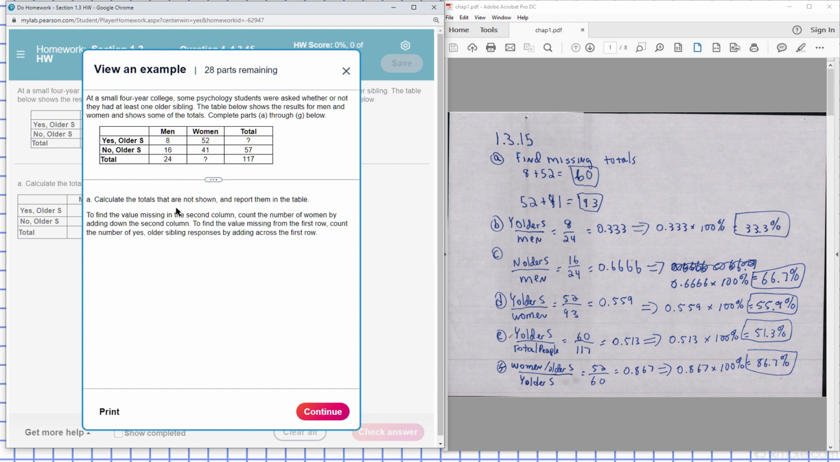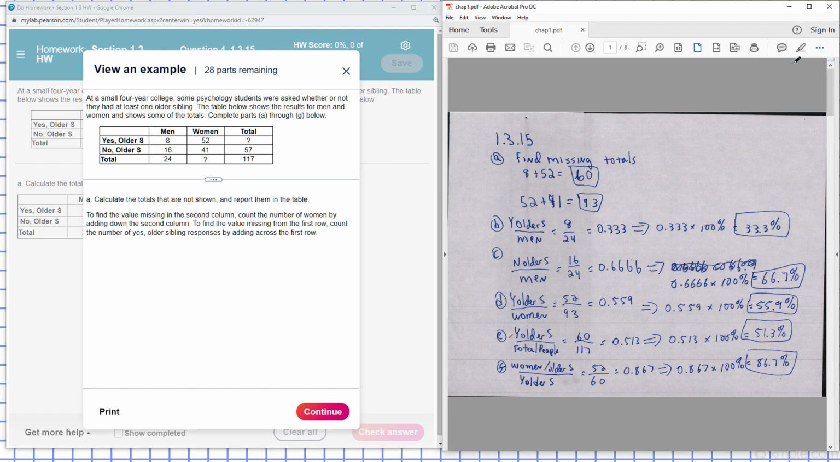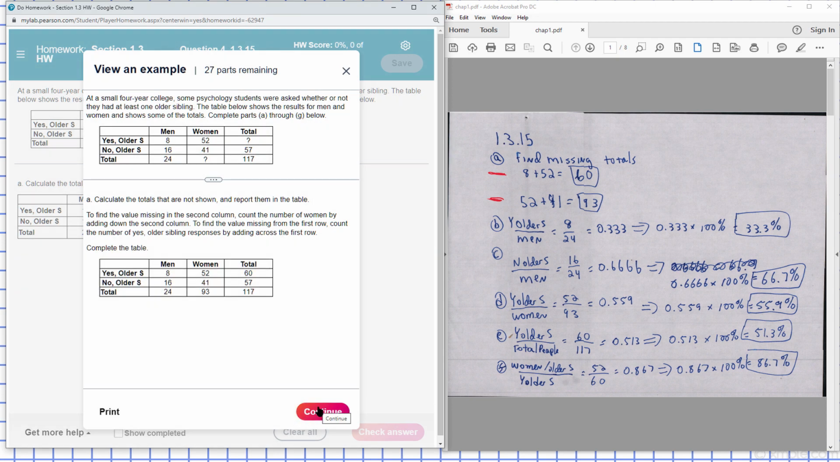So A, calculate the totals that are not shown, put them in the table. So looking at the missing total for yes, older siblings, the total who had older siblings would be 8 plus 52, which is right here. I add those together and it gives me 60. Then the other question mark is the total for women, it would be 52 plus 41 from the table, and I add them together and I get 93, and I put them in. So now the table looks like that.